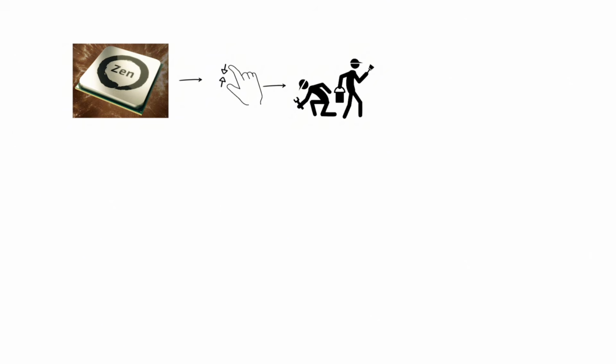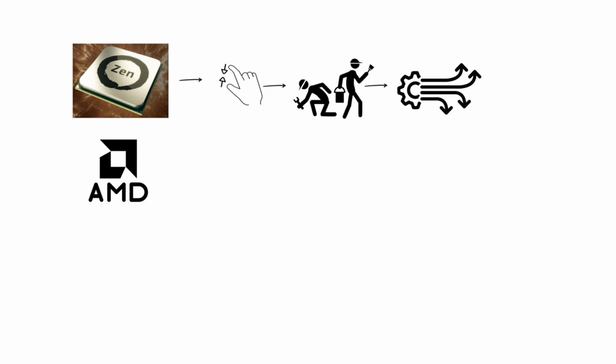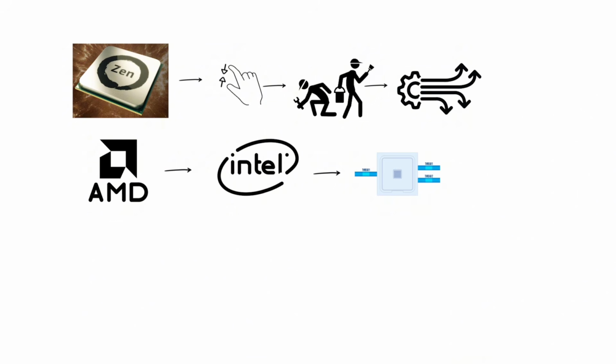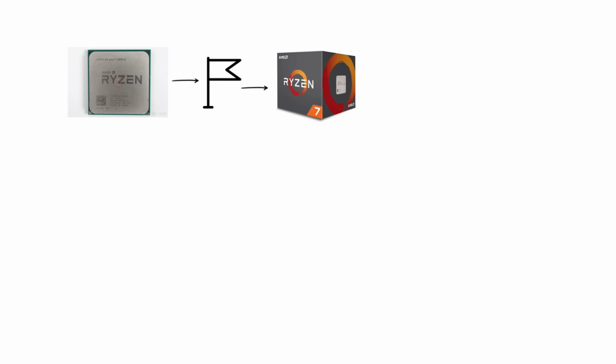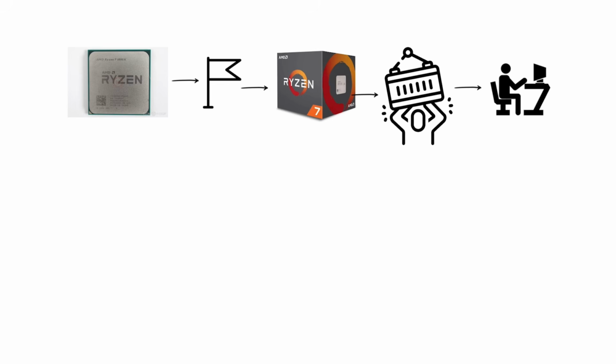Zen introduced simultaneous multi-threading, AMD's version of Intel's Hyper-Threading, which allowed each core to handle 2 threads. The new architecture provided a dramatic improvement in instructions per clock compared to Bulldozer, often more than 50% higher. The Ryzen 7 1800X became the flagship of the Ryzen 1000 series, delivering workstation-level performance to consumer desktops.